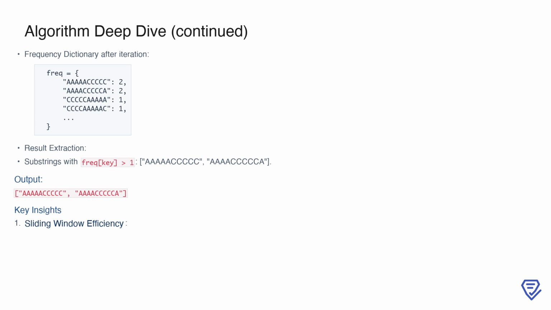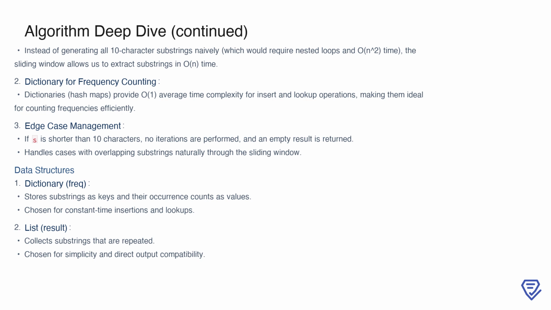The key insight here is the efficiency of the sliding window approach, which avoids the overhead of nested loops by maintaining a fixed window size and moving it one character at a time. This makes the process linear in time complexity, which is crucial for analyzing large strings. The sliding window technique is a cornerstone of this algorithm, allowing us to extract substrings in O(n) time by reusing most of the computation for overlapping substrings. This is far more efficient than generating all substrings naively, which would take O(n²) time.